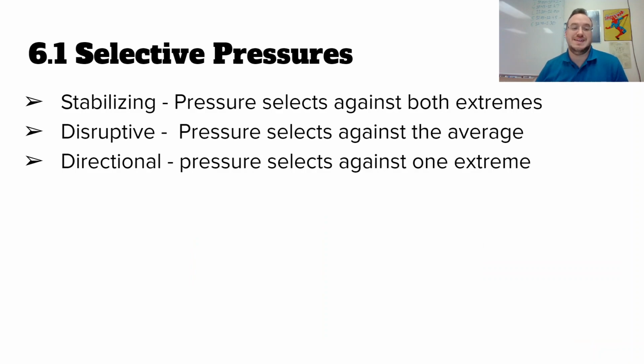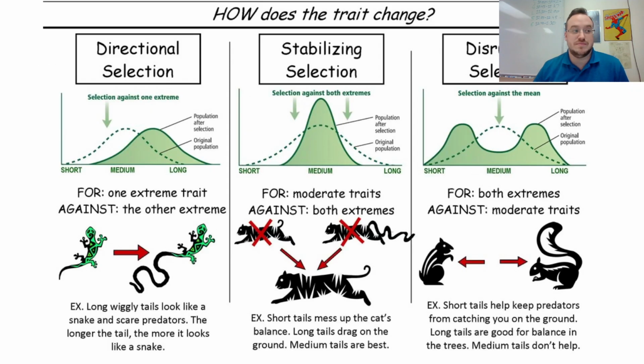Right? So there are generally three types of selective pressures. There's stabilizing pressure, disruptive pressure, and directional pressure. All right. And we define them based on what they select against. All right. And the next slide kind of explains that more. Right. I know that my head's covering one of them. It's covering the words disruptive selection.